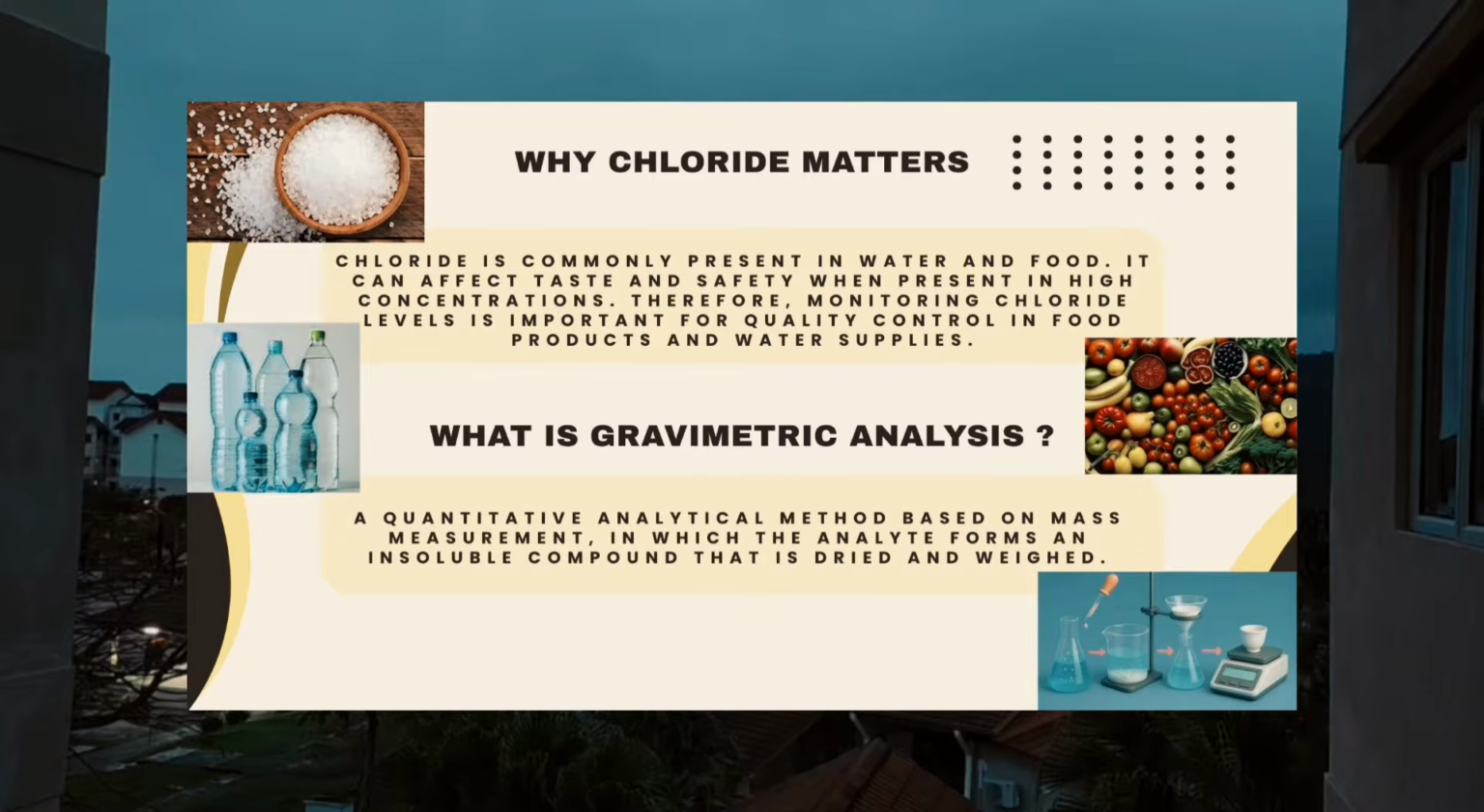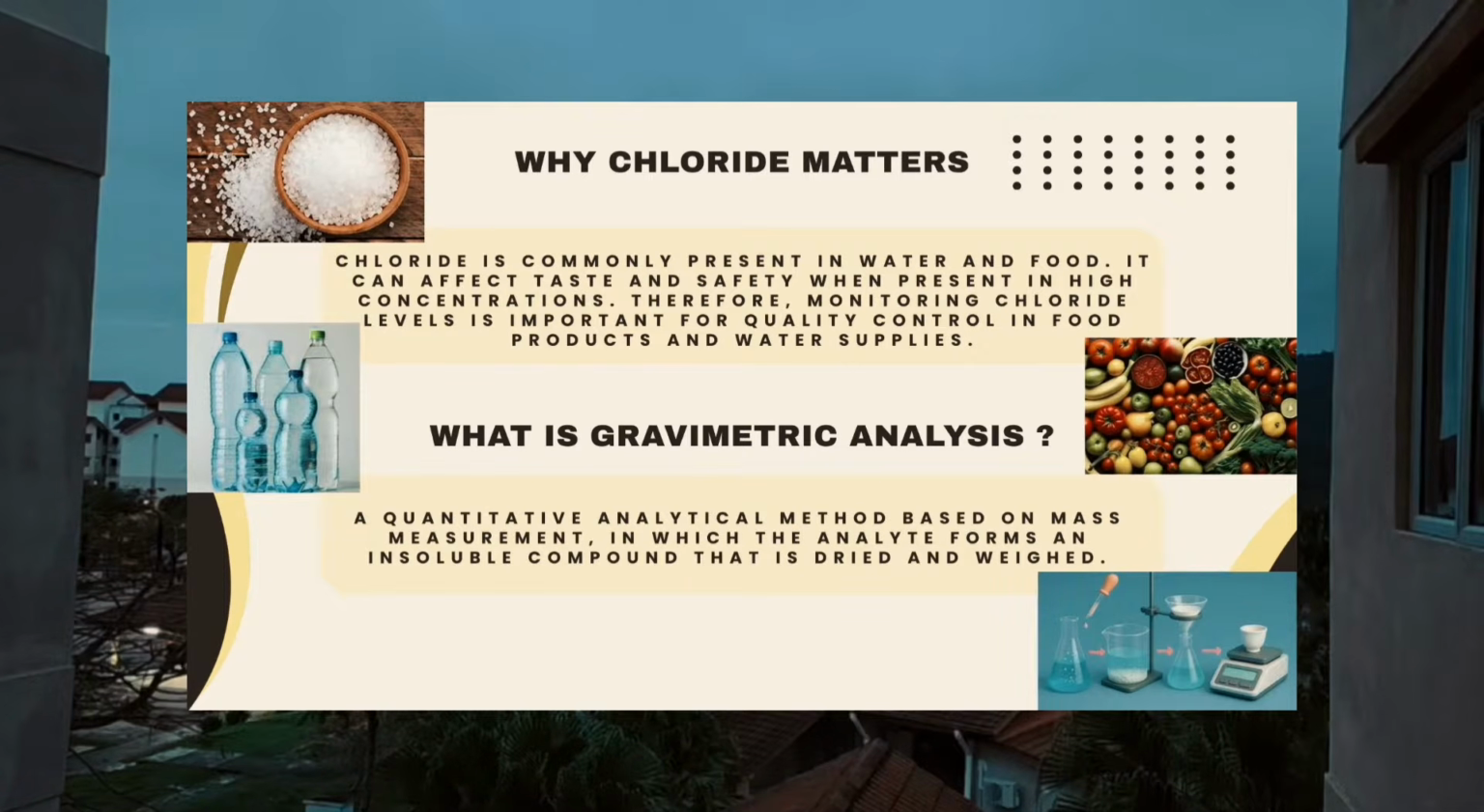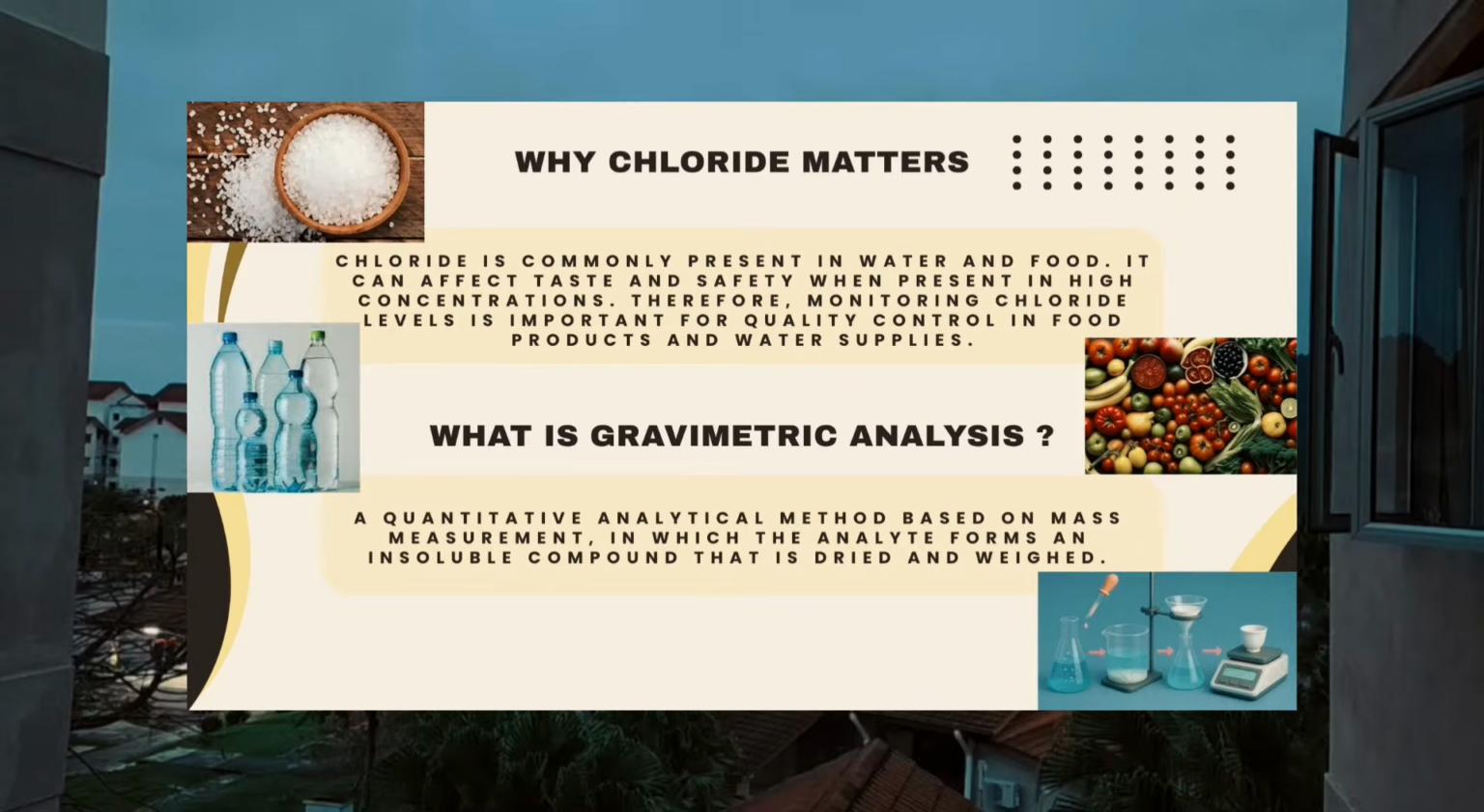One of the most accurate methods used to determine chloride is gravimetric analysis. Gravimetric analysis is a quantitative analytical technique that is based on the measurement of mass. In this method, the substance we analyze, also known as the analyte, is converted into a pure and insoluble compound. This compound is separated, dried, and weighed carefully. The accuracy of this method comes from precise weighing rather than instrument calibration.